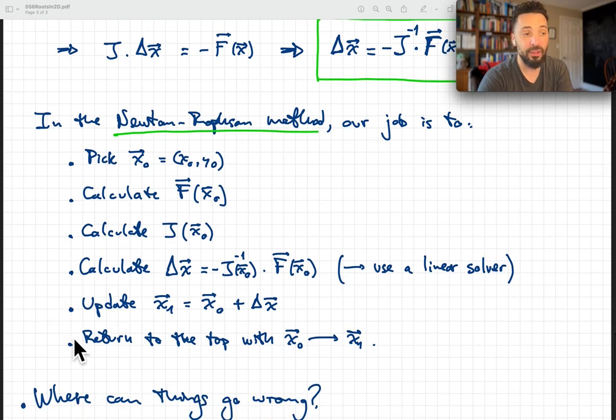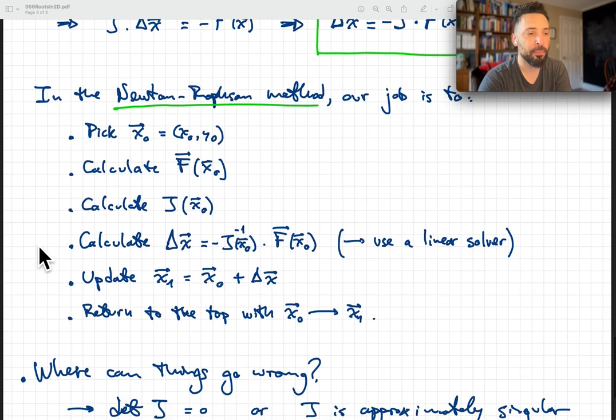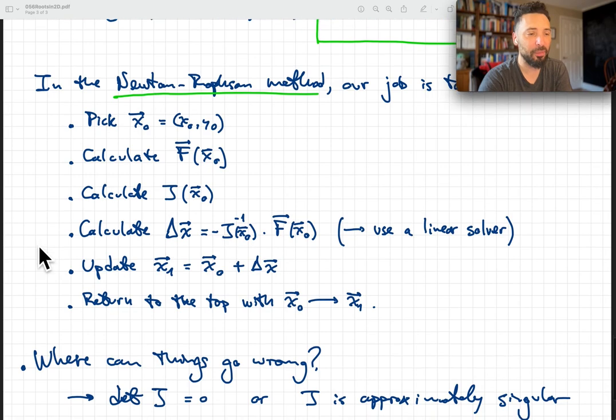Now, this is basically the core of the algorithm, and the most difficult part is using a linear solver to find delta x. Most difficult, I mean computationally speaking. That, of course, is where the bulk of the time is going to be spent. But in 2D and 3D, that's not going to be too much time anyway. Things could get hairy and more complicated when you go into much higher dimensions.